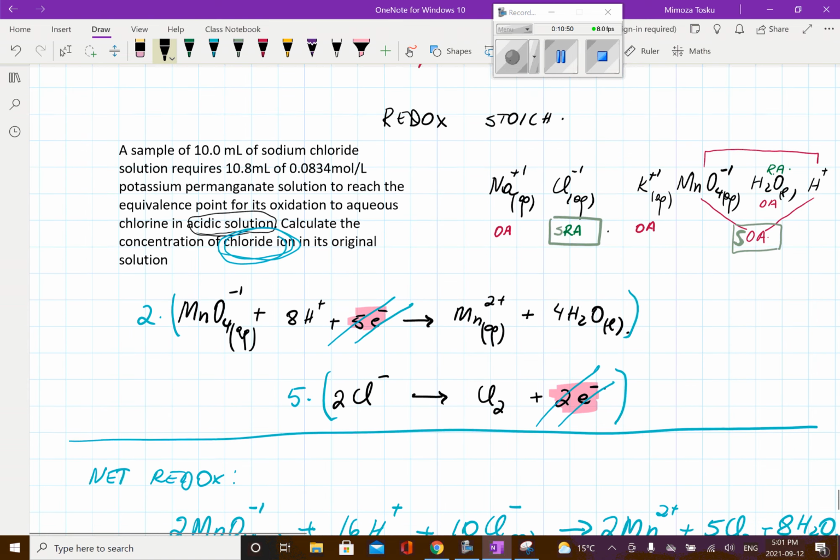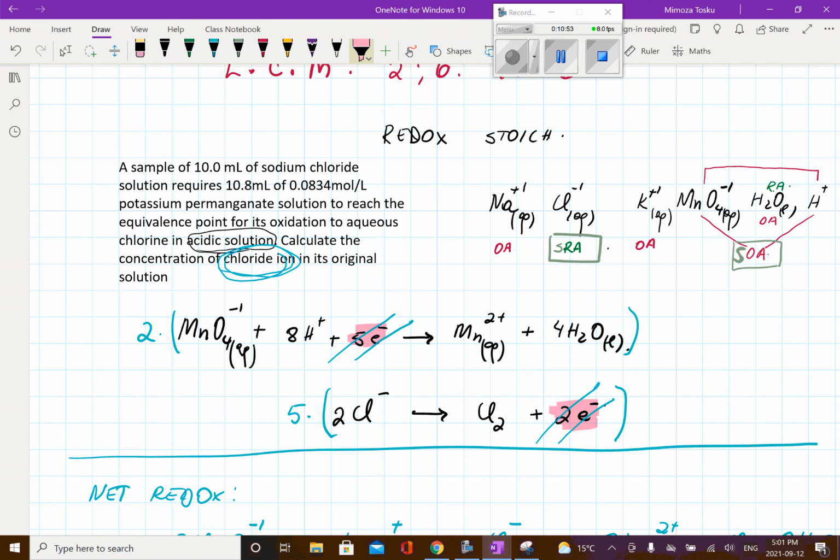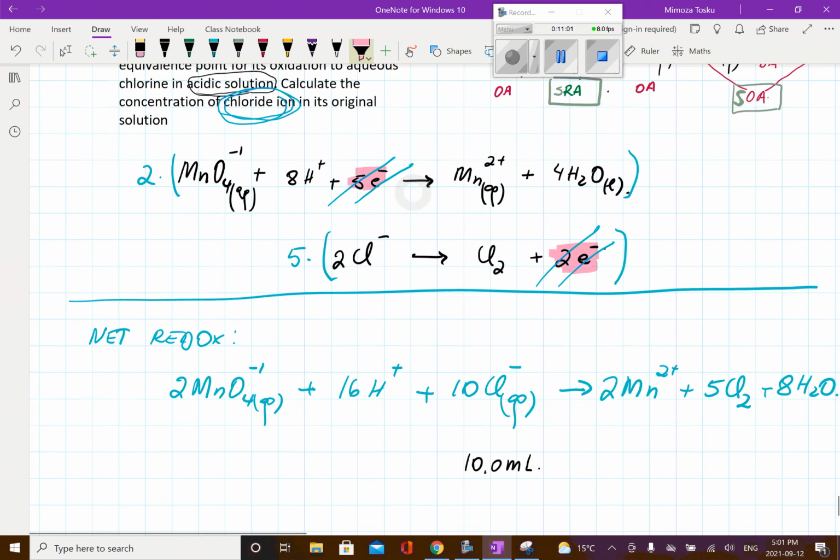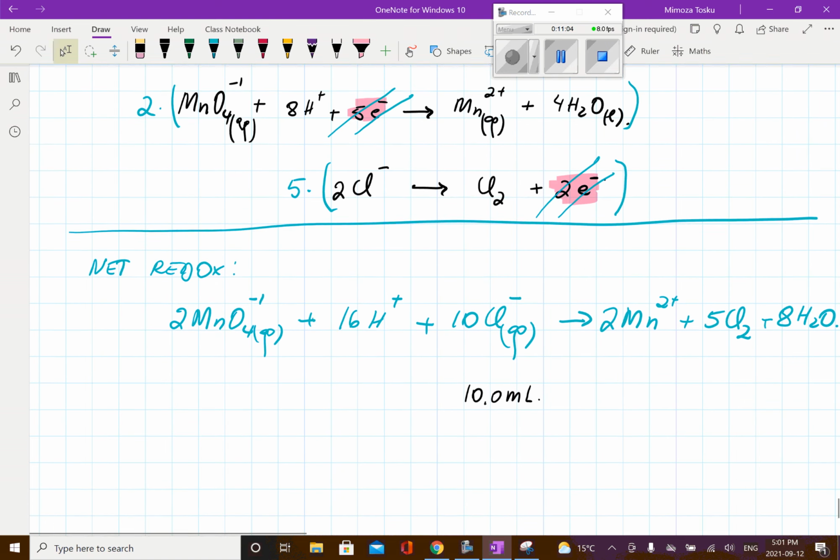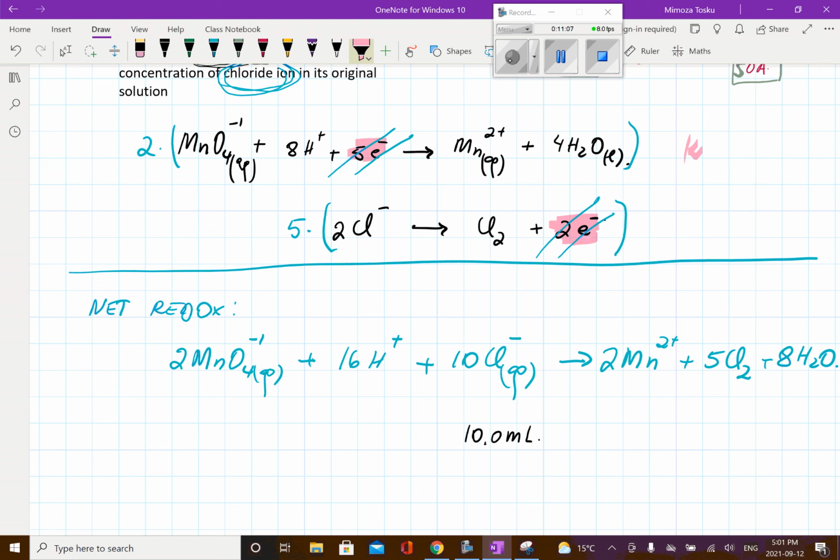Now let's move on. What else is given here is that we have 10.8 milliliters of potassium permanganate. So when we write the formula for potassium permanganate, what do we have? The formula is KMnO4. Okay, so this is an ionic compound, which when dissociated into ions is potassium plus and permanganate minus.